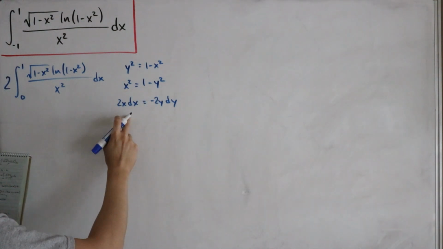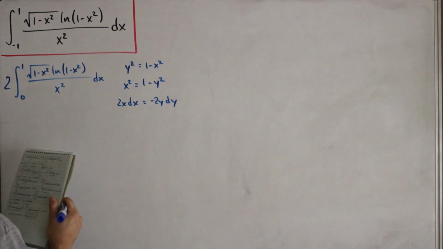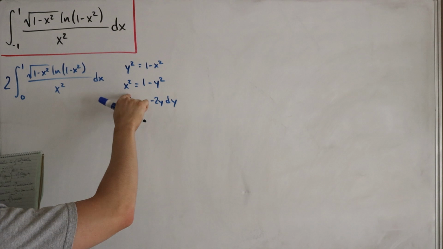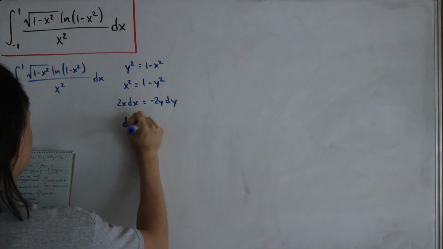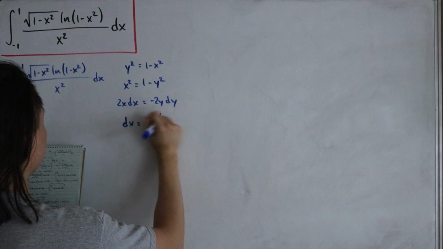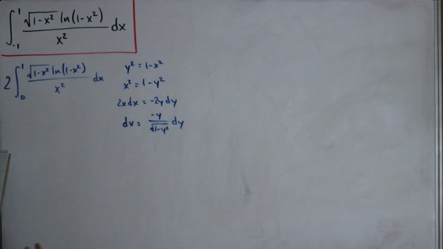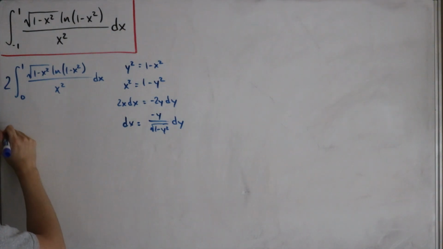And so the next thing we want to do is to get the dx by itself. We're going to have to divide by 2 on both sides and replace the x after we get this variable by itself. And notice that dx is then simply equal to -y divided by the square root of 1 minus y squared, and then dy.